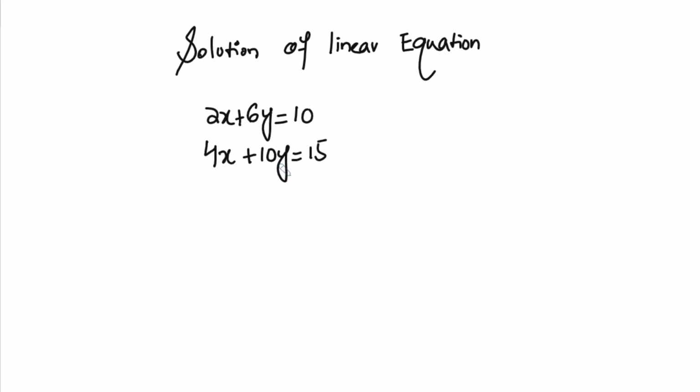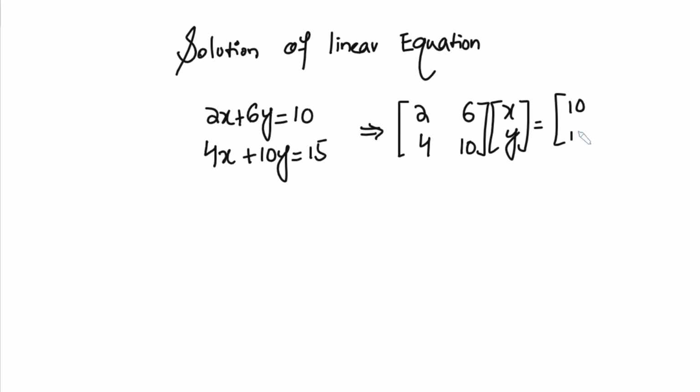So in this system of equations, when we try to solve it by using the conventional methods or matrices, what do I have to do? I have to write them in the form of matrices: 2, 6, 4, 10. Similarly, the variables x, y, which are equal to 10 and 15. By solving them using Cramer's rule or whatsoever, we have to find the solution.